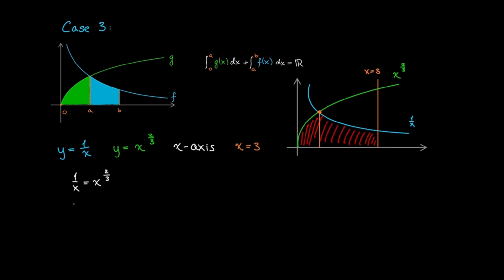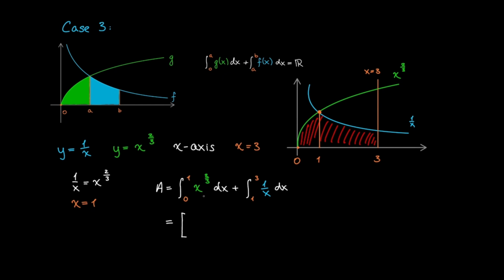First, equating these two functions, you will get that x is equal to 1. The other bound we have is x equals 3, and the beginning bound that we have is going to be x equals 0. So that means for the front part of the area, specifically from 0 to 1, we're going to take the integral from 0 to 1 of our green function x raised to the power of 2 over 3. And for the second part of the area, we'll take the integral from 1 to 3 of our blue function 1 over x.